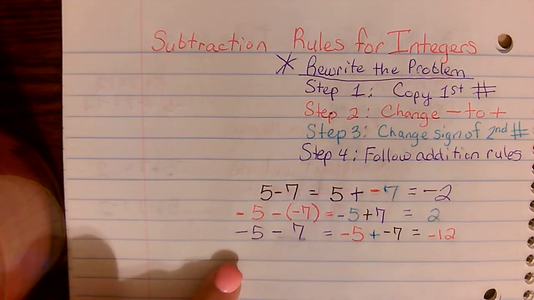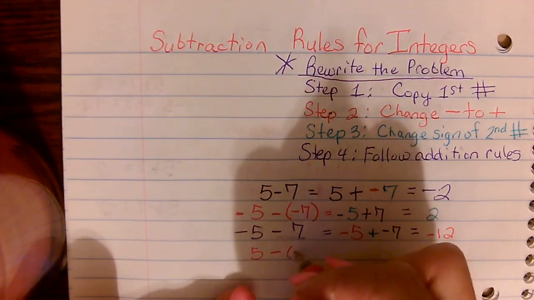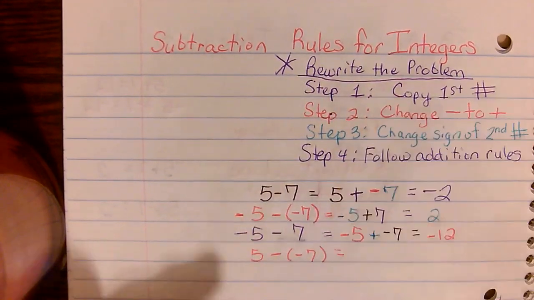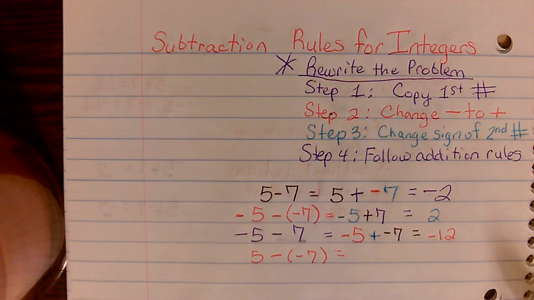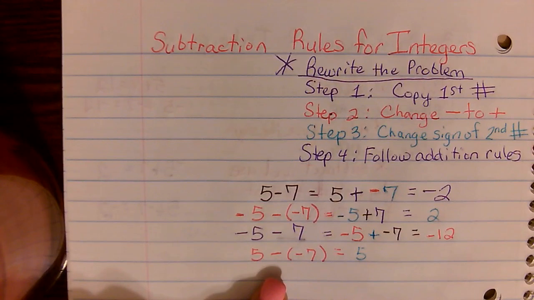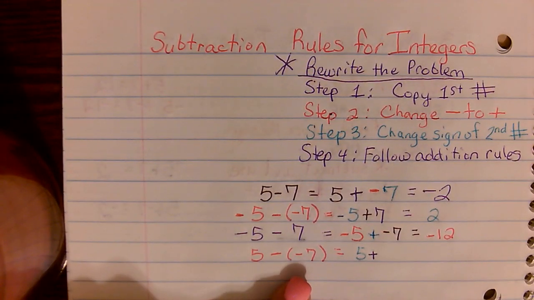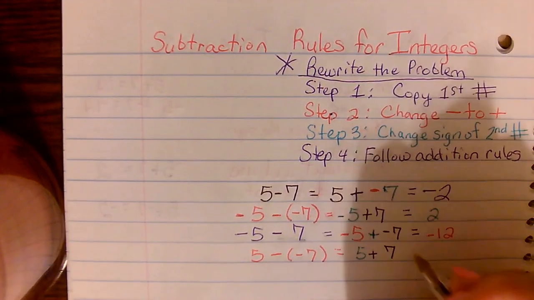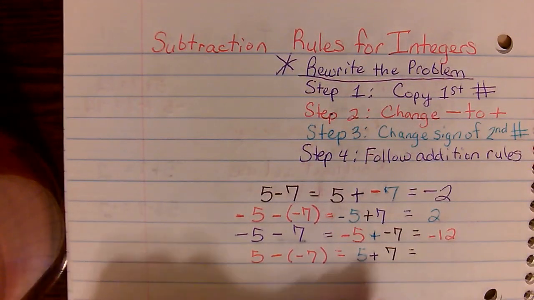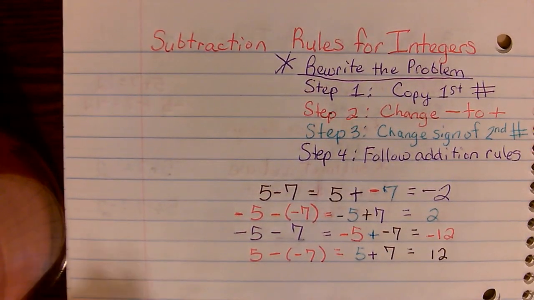Final problem on examples. I'm going to rewrite this with making 5 now positive minus a negative 7. Rules again mean I rewrite the first number as it is, 5. Change subtraction sign to addition, so that becomes plus. Change sign of the second number, so instead of a negative 7 it becomes a positive 7, equals. Now 5 plus 7 is 12. Both of them are positive. You add, you take the sign, it's a positive 12.